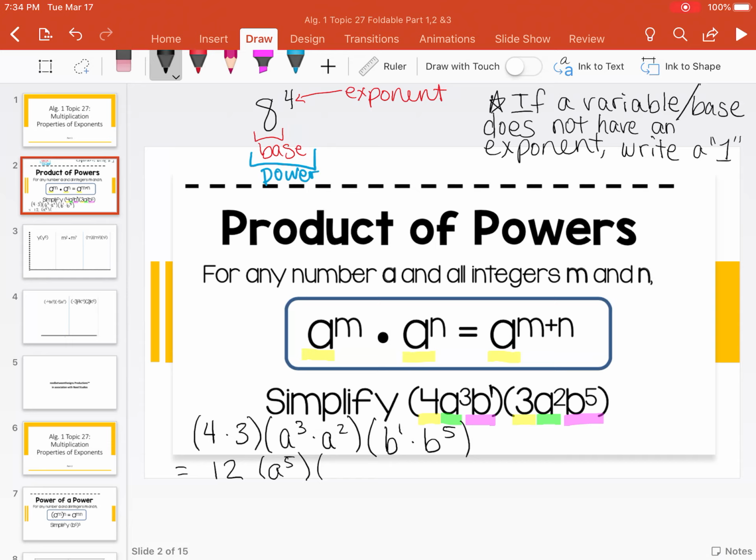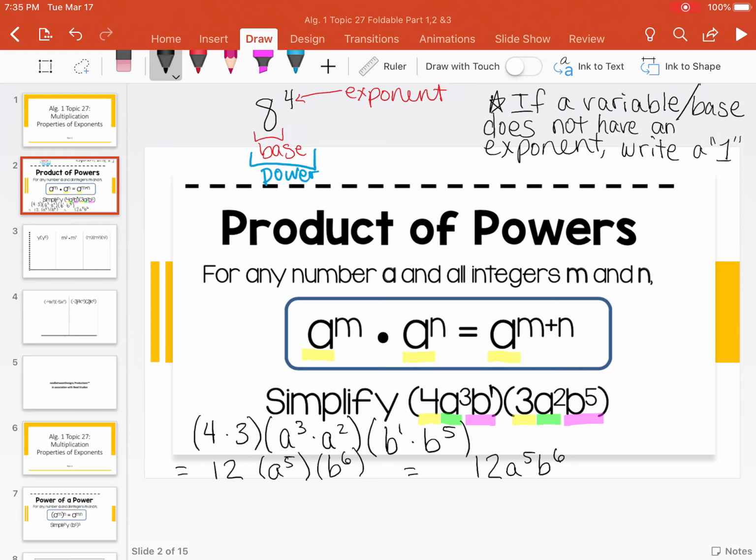And b to the 1 plus 5 is b to the 6th. Now when we write these, we don't have to write them in parentheses. I like to do that in the beginning so it differentiates between our coefficients, our a variable, our b variable, etc. But we can really just write it all smooshed together, like 12a to the 5th b to the 6th. And that is our product of powers. Again, this should be the bottom flap of your foldable.